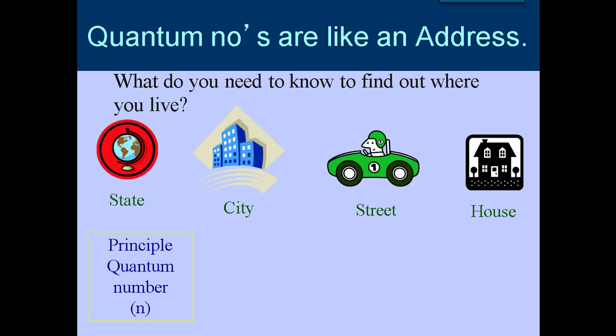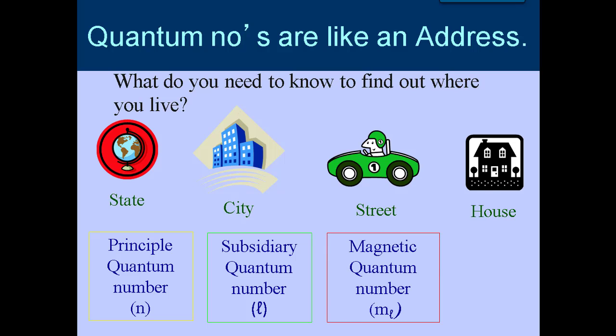The first one is called the principal quantum number. The second one is called the subsidiary quantum number. The third one is called the magnetic quantum number. And the last one is the spin quantum number. Let's discuss the 4 of them in detail.